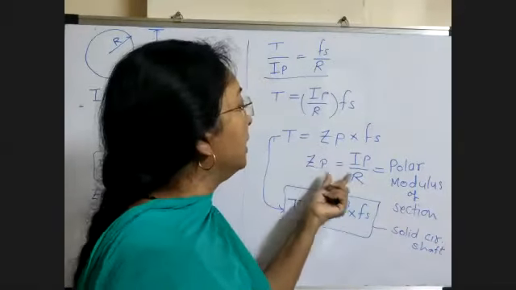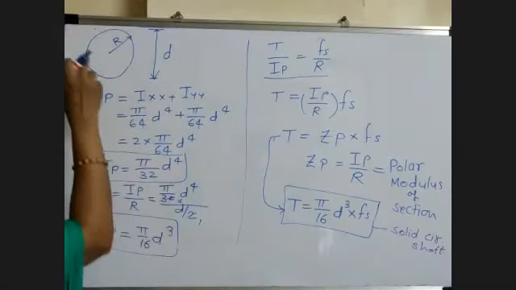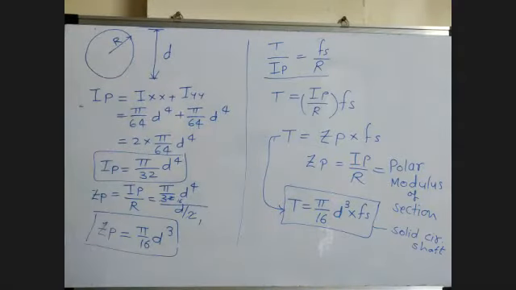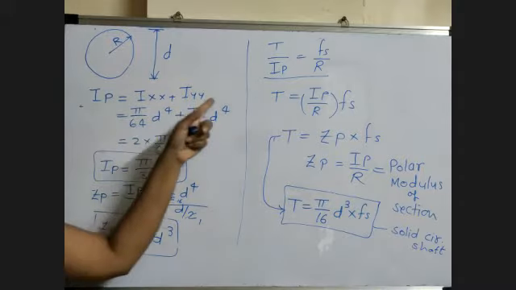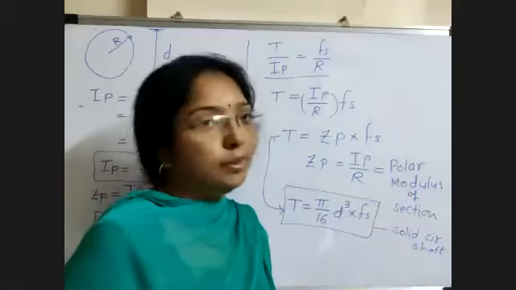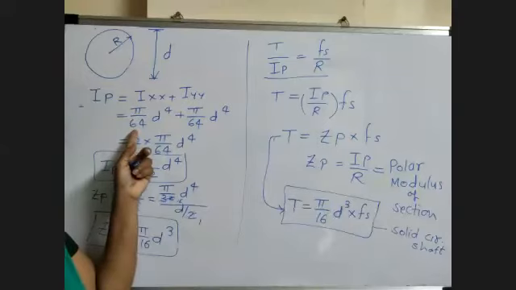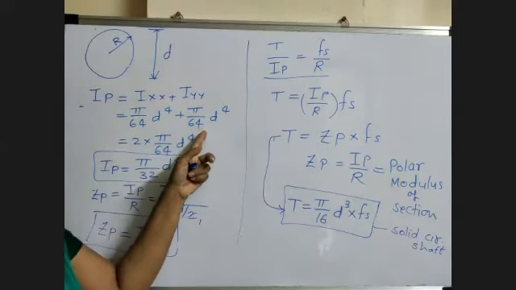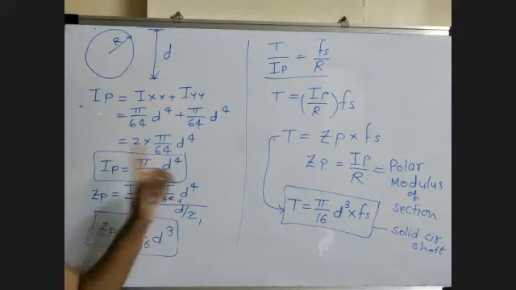Now let us find the value of Zp. For what? For a solid shaft, and diameter is d. So now what we have to do? Let us write the formula of IP. IP equal to Ixx plus Iyy. Ixx and Iyy both are same for circular section. So what is the formula? Pi by 64 d raised to 4 plus pi by 64 d raised to 4. So addition is pi by 32 d raised to 4.